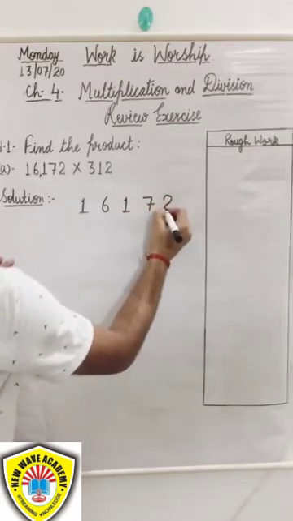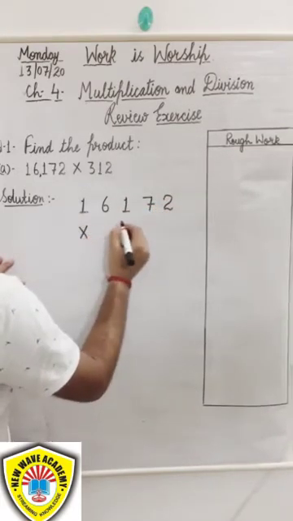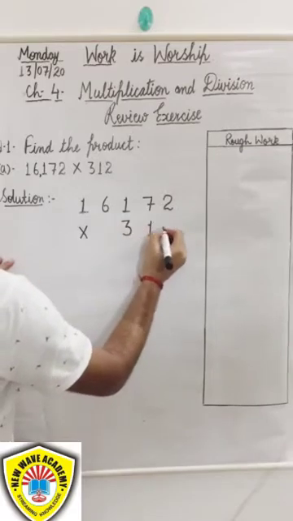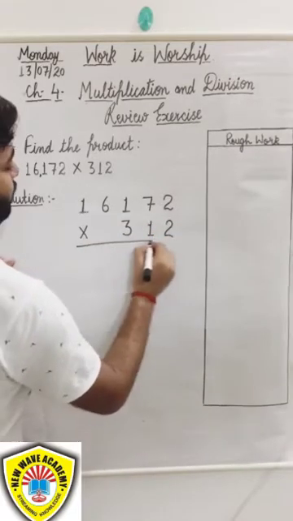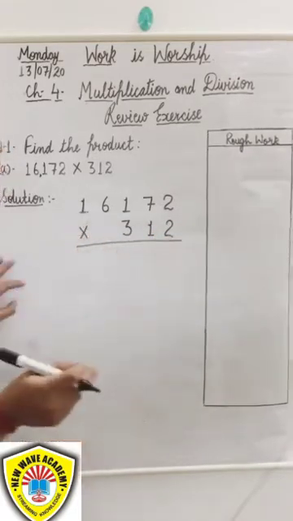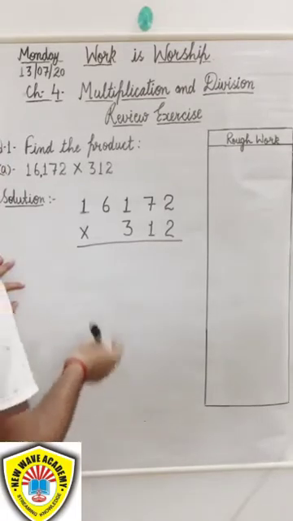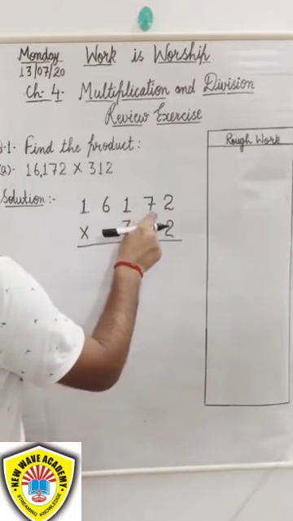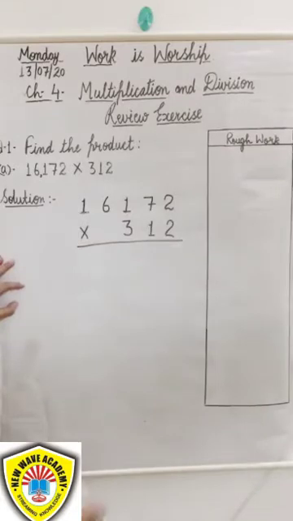16,172 multiplied by 312. So the number which we want to multiply is called the multiplicand. It means 16,172 is our multiplicand and 312 is our multiplier.